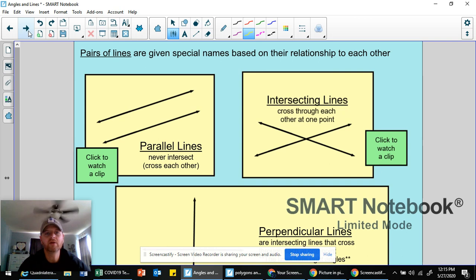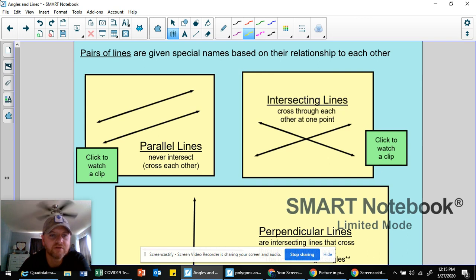All right, so pairs of lines are given special names based on their relationship to each other. So when we're looking at shapes in our next video, we're going to be focusing on the lines and how those lines look compared to the other lines in the shape and how they meet and where they meet and whatnot. So first, we need to talk about parallel lines.